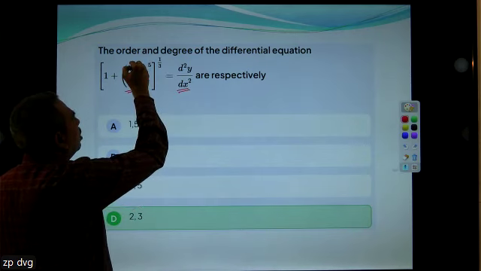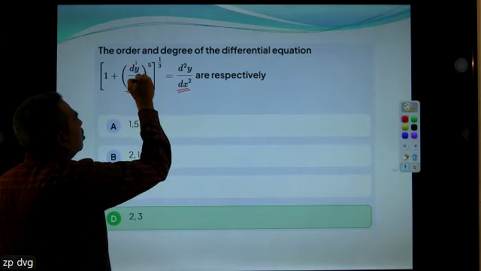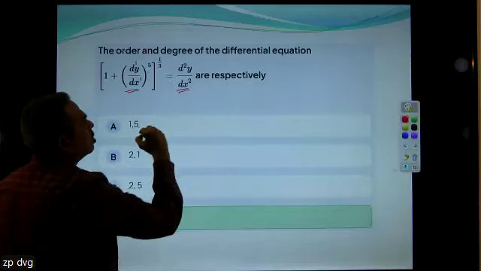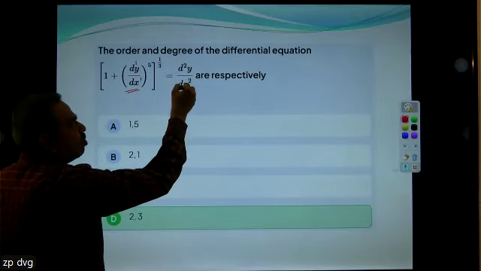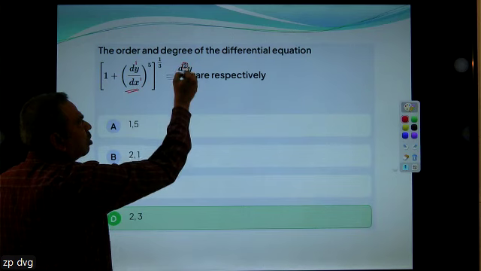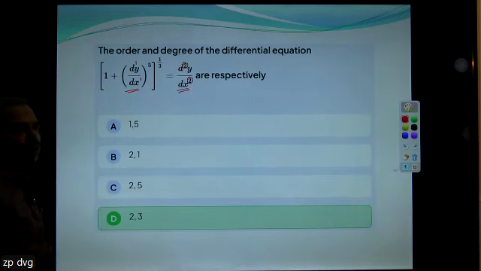So here d power 1 y by dx power 1 is there. Here d square y by dx square is there. Which is the highest derivative? D square y by dx square. So this is said to be what? The order. Okay. So what is the order?